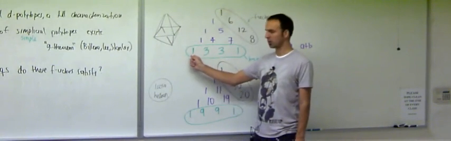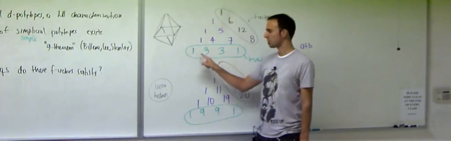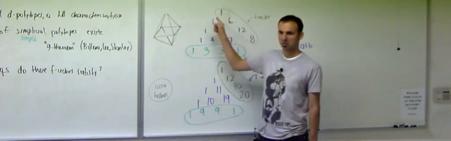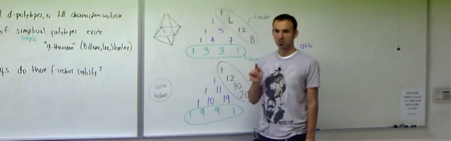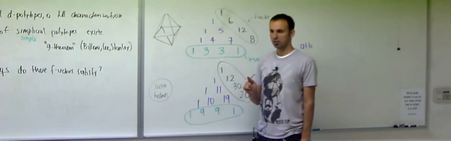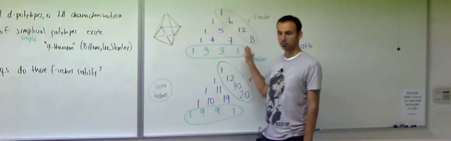Because this is always a 1. So as soon as I tell you what this number is, then you know that this thing is symmetric, and you'll be able to tell me the f vector. So that means that the f vector of a three-dimensional simplicial polytope depends only on one number. You just tell me what this number is, and I know the whole vector.